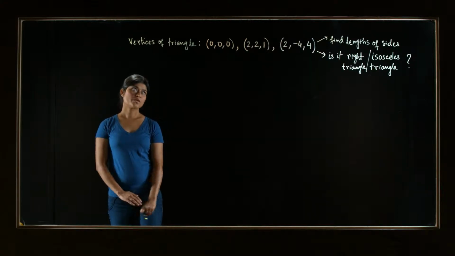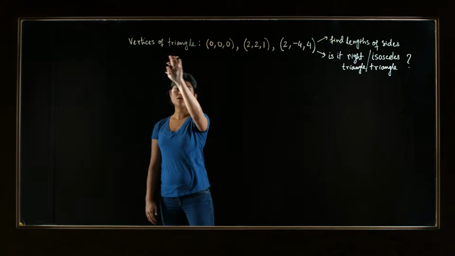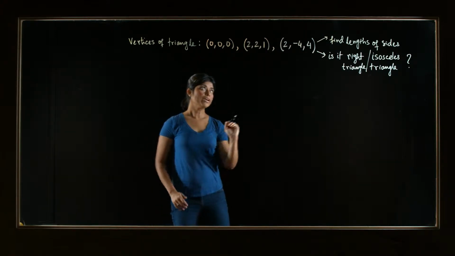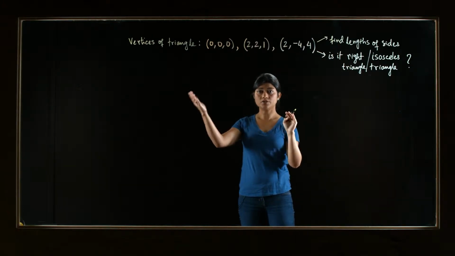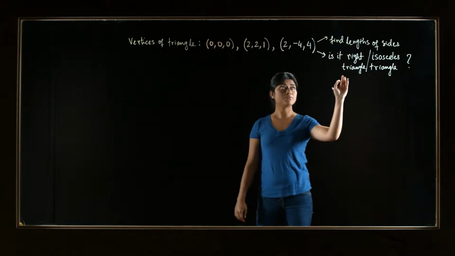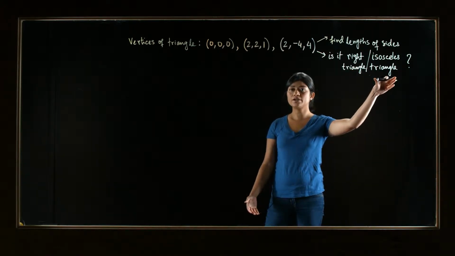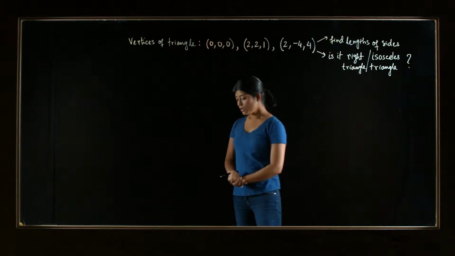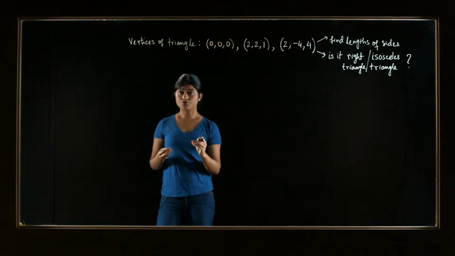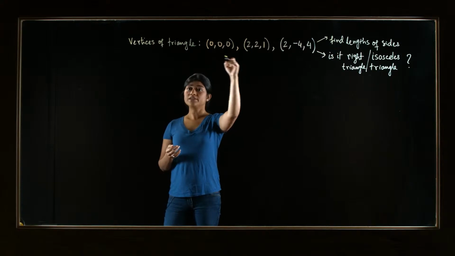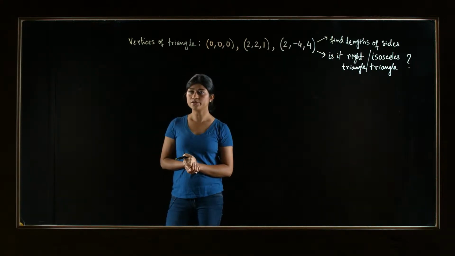In this problem, we are given these 3 points and they are the vertices of a triangle. We have to first find the lengths of the sides of this triangle, and we have to also determine if the triangle is a right triangle, isosceles triangle, or neither. Now, to compute the length of the side of a triangle, we definitely need the distance formula because we have to find the distance between given 2 points.